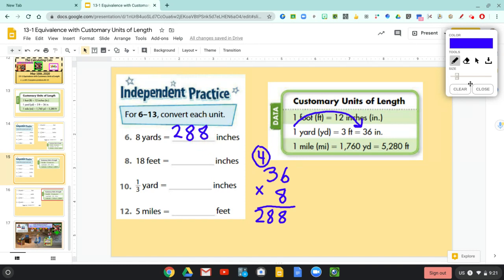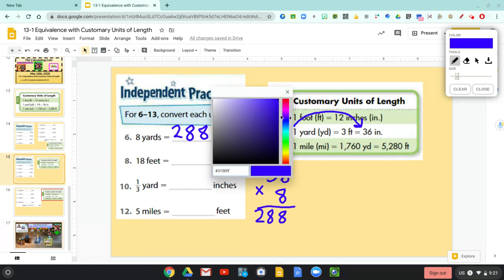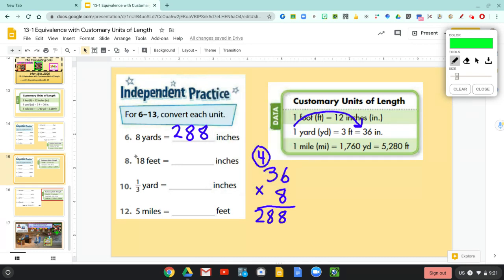Okay, so let's go to the next one. Let's try green. 18 feet. And how many inches is that? So let me erase this arrow. This doesn't erase very well. Oops, you know what? I'm just going to clear this. So hopefully you have the answer to number 6 down. I'm just going to clear the screen so it's easier for me. Let's take a look at number 8. So we're doing number 8 here.